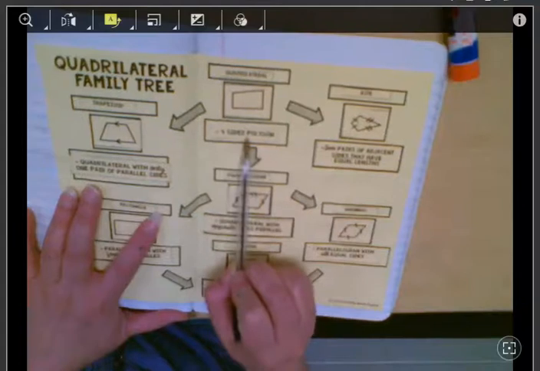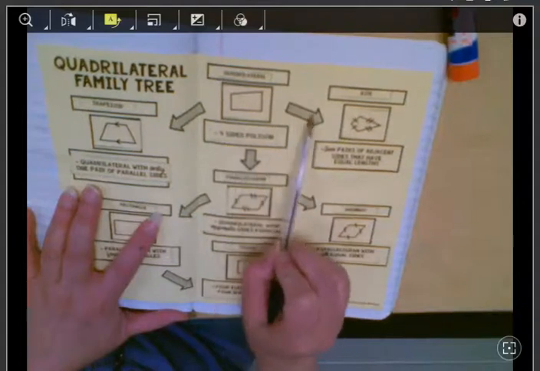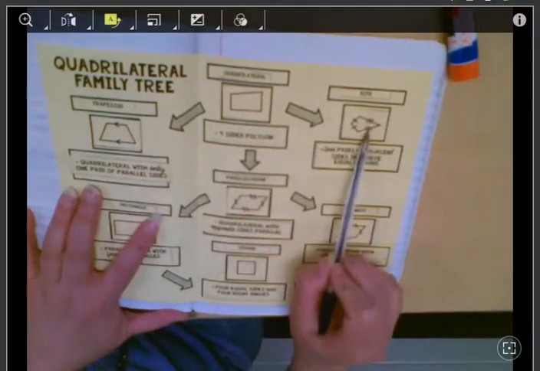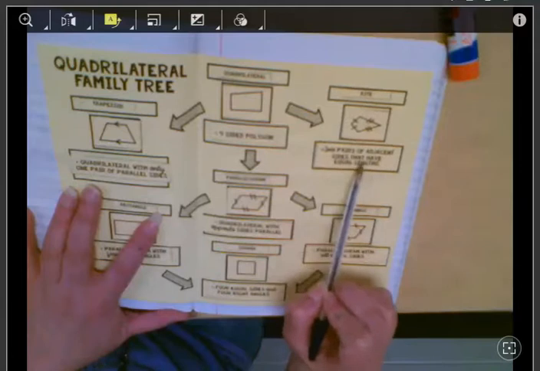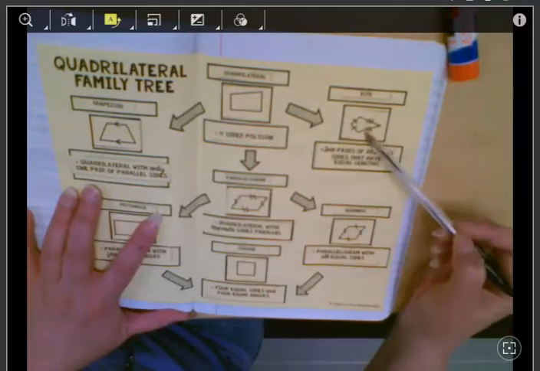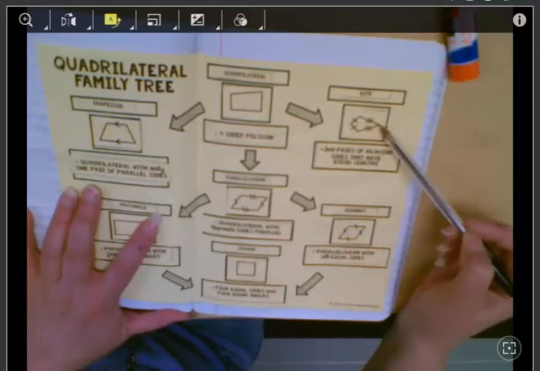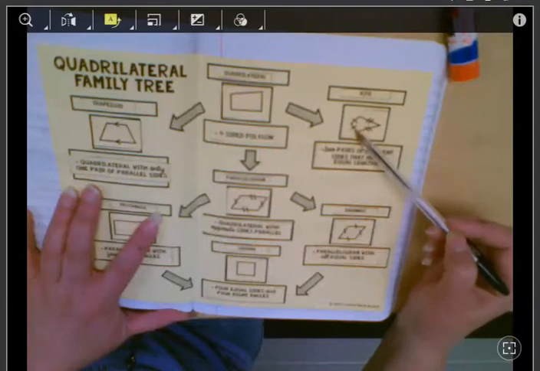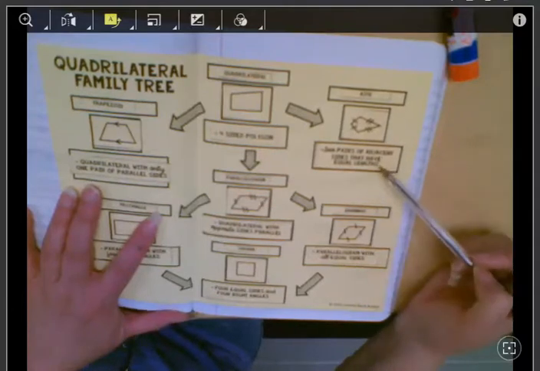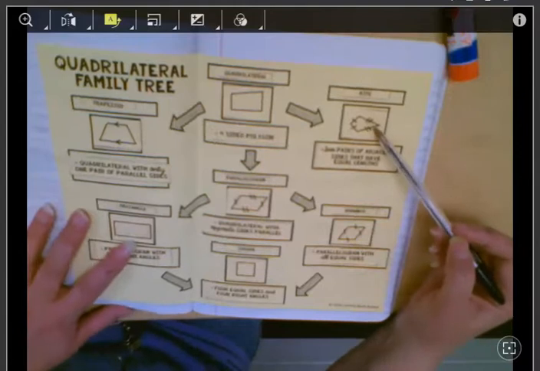It's just four-sided. Another special kind of quadrilateral is a kite, with two pairs of adjacent sides that have equal lengths. These are adjacent to each other because they're side by side, they touch. These are side by side, they touch. Their equal lengths are congruent, so that's a kite.